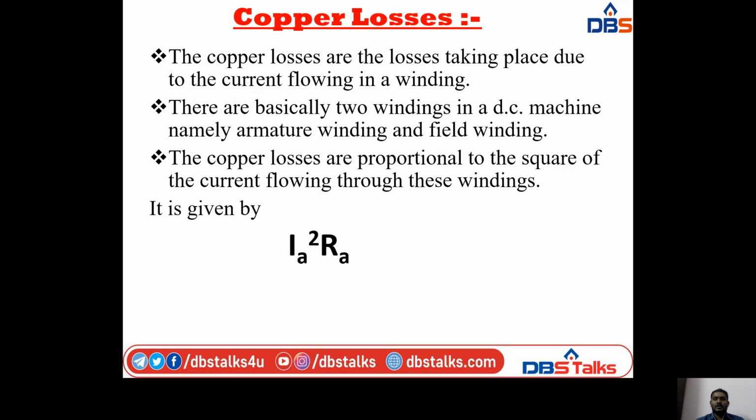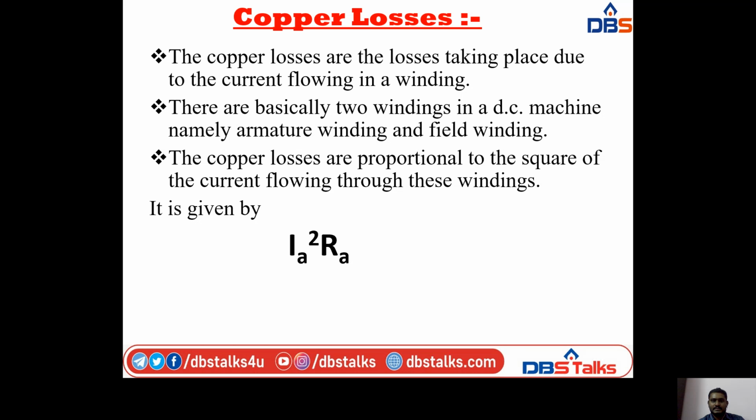The copper losses are the losses taking place due to the current flowing in a winding. There are basically two windings in a DC machine, which you already know: armature winding and field winding. The copper losses are proportional to the square of the current flowing through these windings. It is given by the equation Ia square Ra. This is the copper loss.